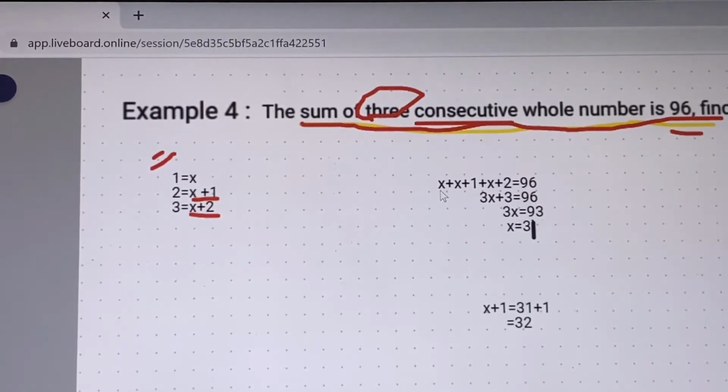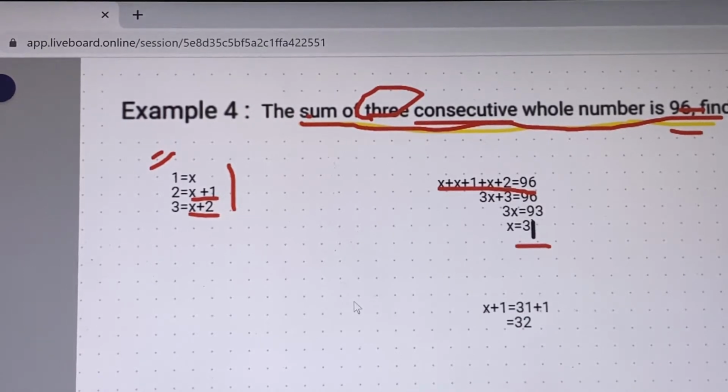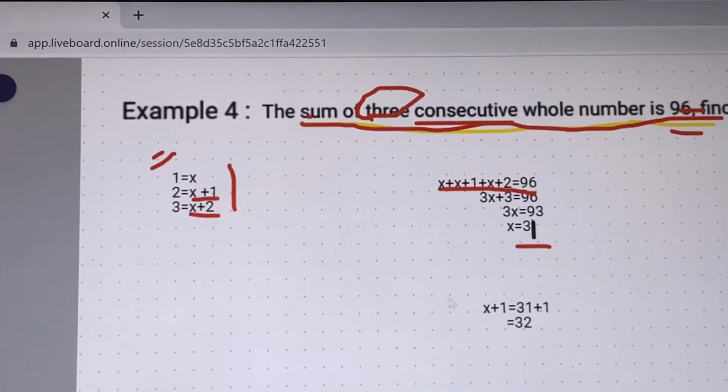So what we can do is add them all together, as the sum of them equals 96. This forms an equation, and we work it out, which gives x equals 31. But we don't stop here, we still need to find the terms for it. So the second number, x plus 1, equals 32. Third number, x plus 2, equals 33. So as we have found the three numbers, they are 31, 32, and 33. Yep, please write the equation out.